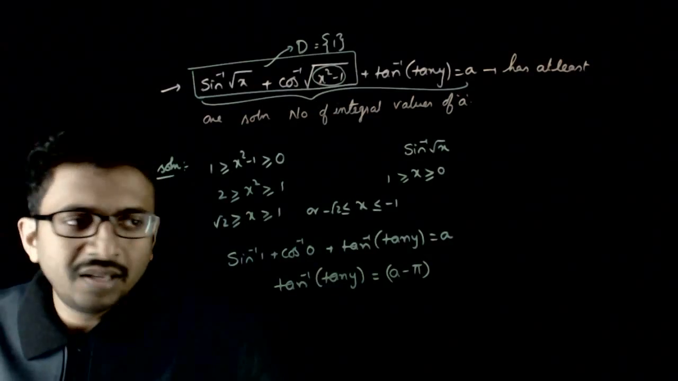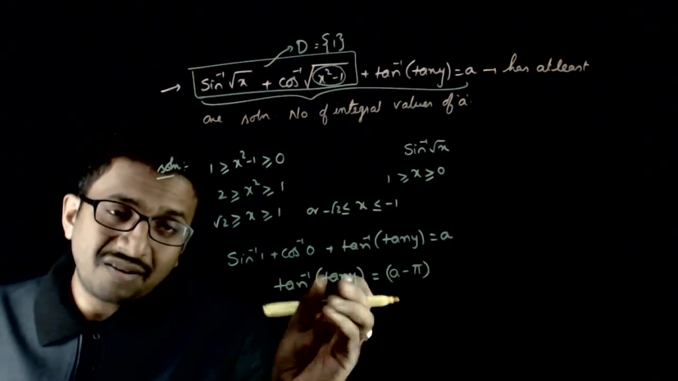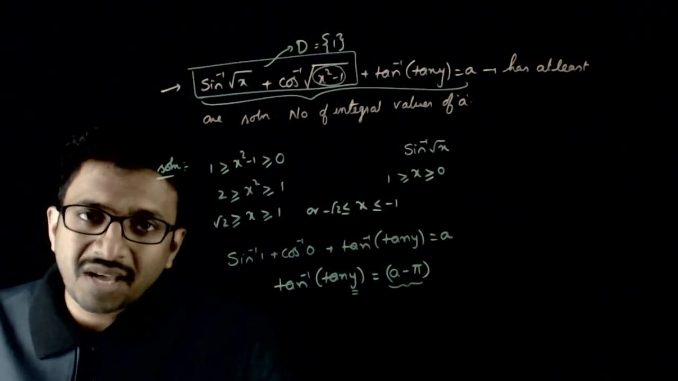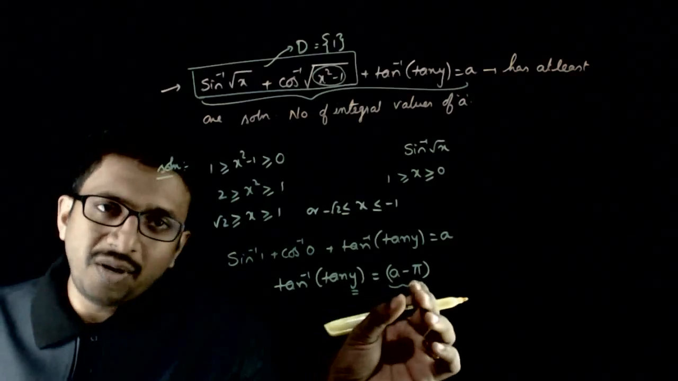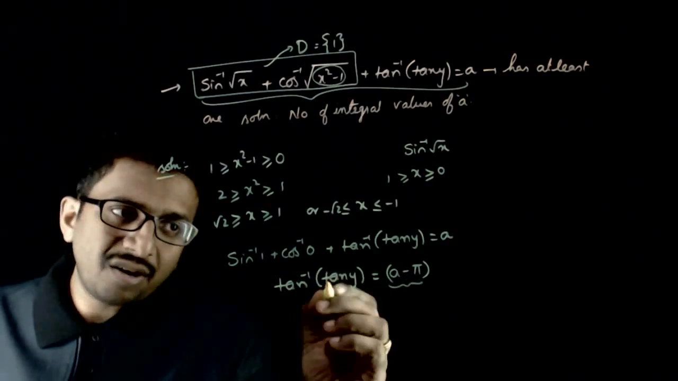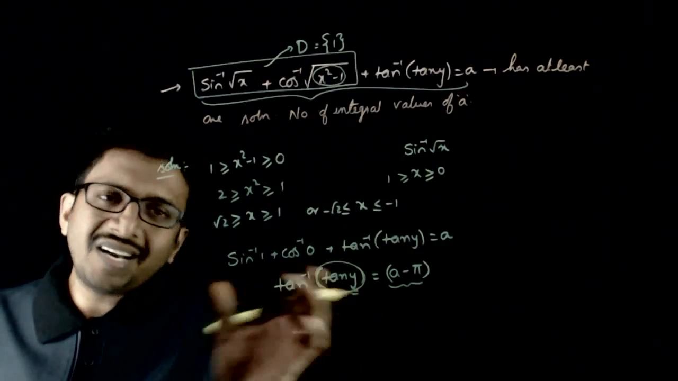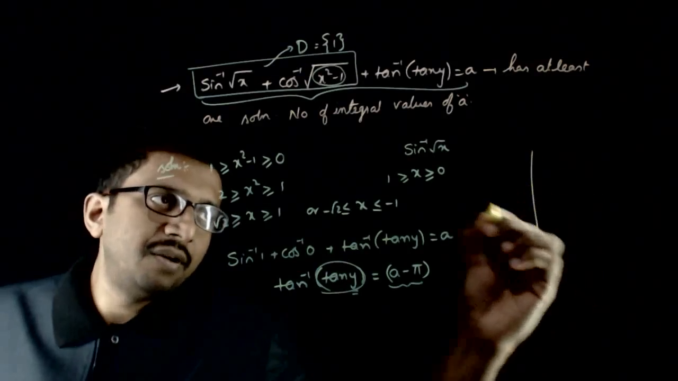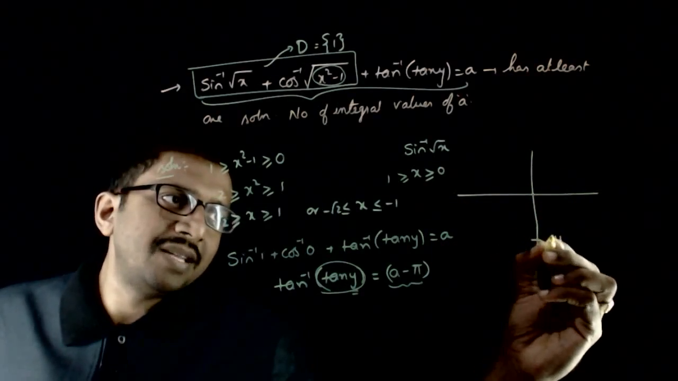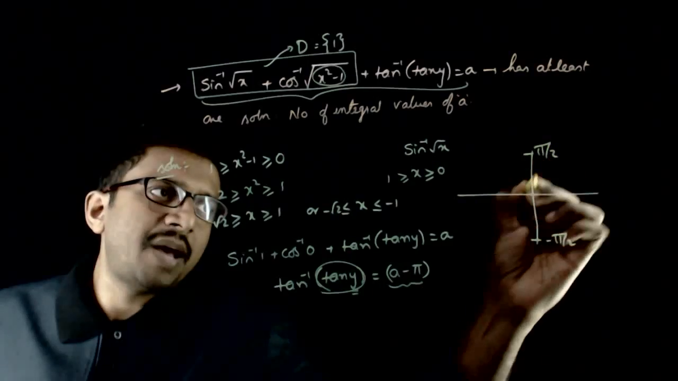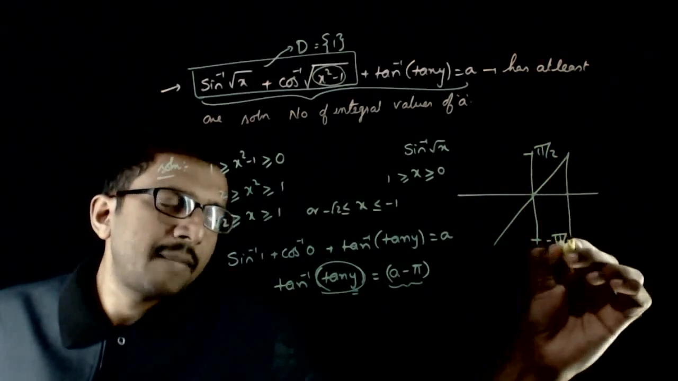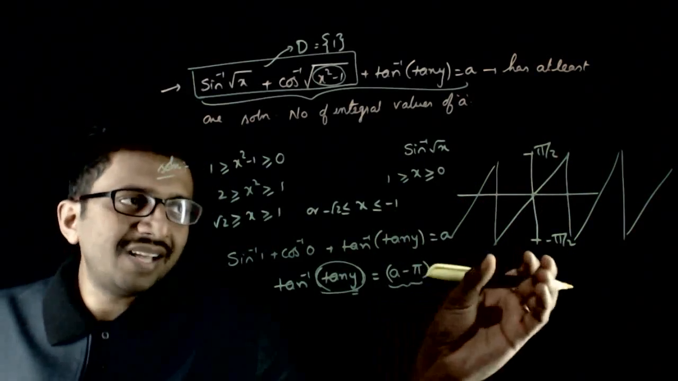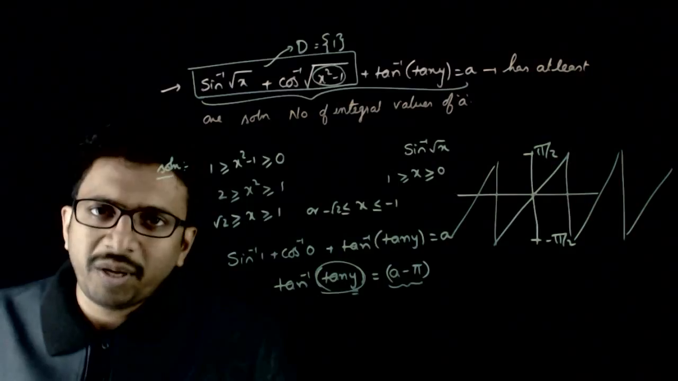Now, if this has to have a solution for y, obviously a minus pi has to belong to the range of tan inverse of tan y. So what is the range of tan inverse of tan y? How does the graph of tan inverse of tan y look? It goes from minus pi by 2 to pi by 2, like this. It is a discontinuous function. The range of tan inverse of tan y is minus pi by 2 to pi by 2.